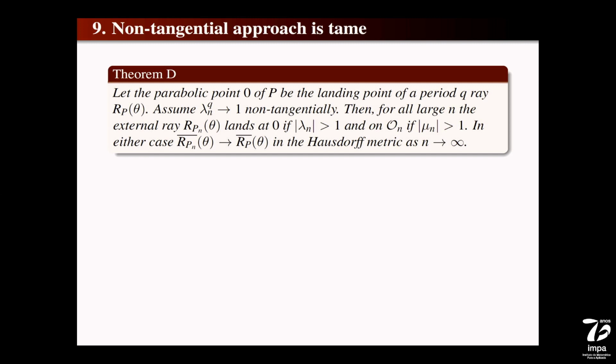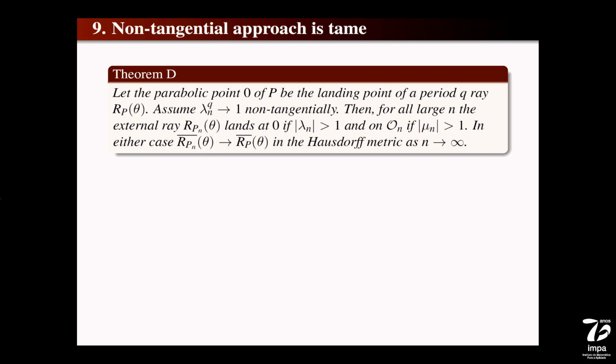Remember, lambda n to the power q are the multipliers of the perturbed map. If lambda n to the power q goes to 1 non-tangentially, then for all large n, the theta ray for the nth polynomial lands at the origin if the origin is repelling, so lambda n is bigger than 1 in absolute value, and it lands on one of the points in the q cycle if mu n is bigger than 1, if the origin is attracting and the q cycle is repelling.